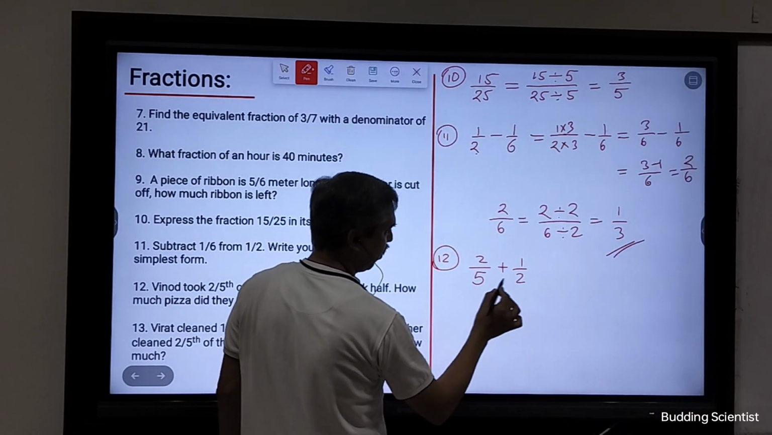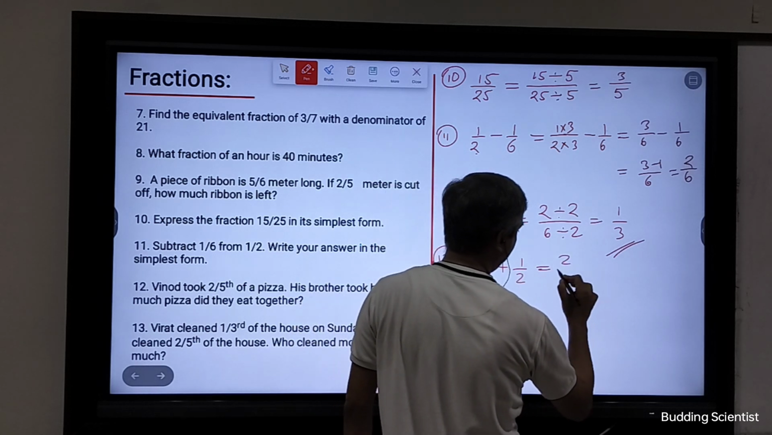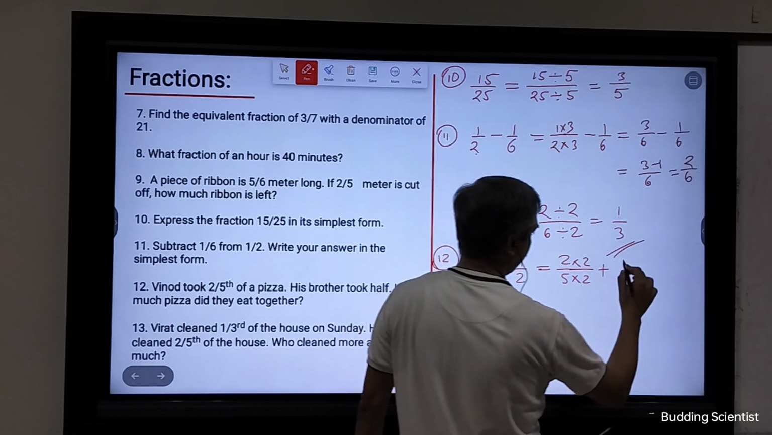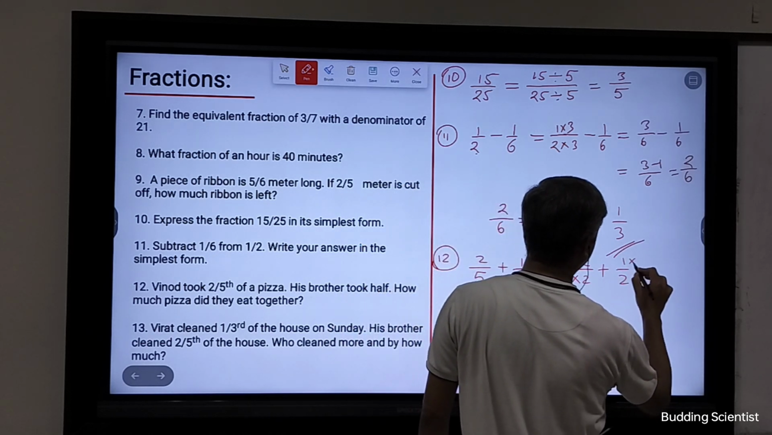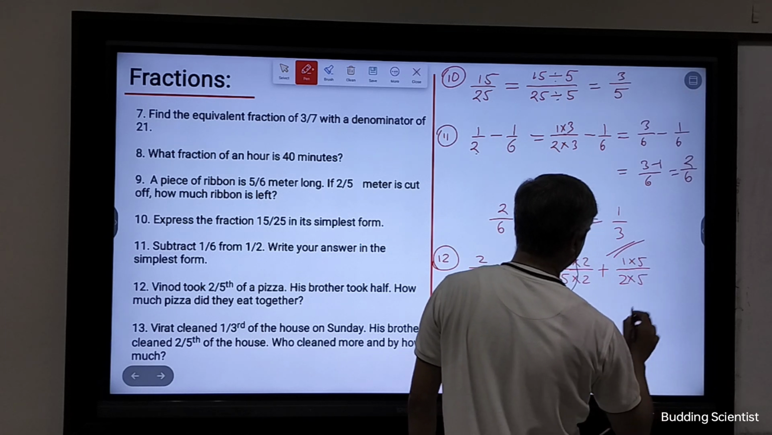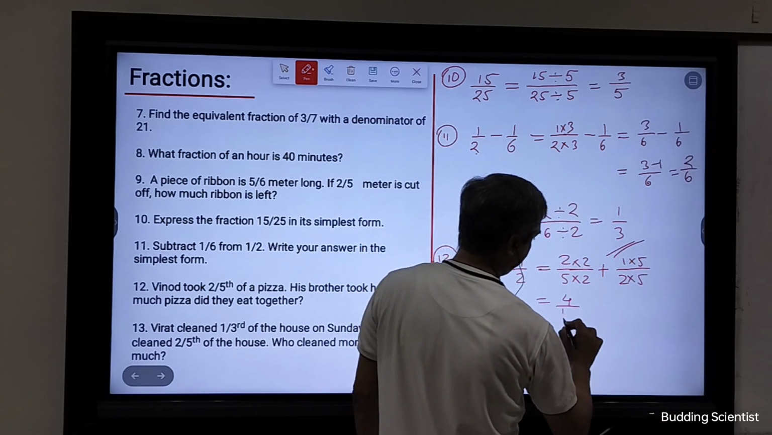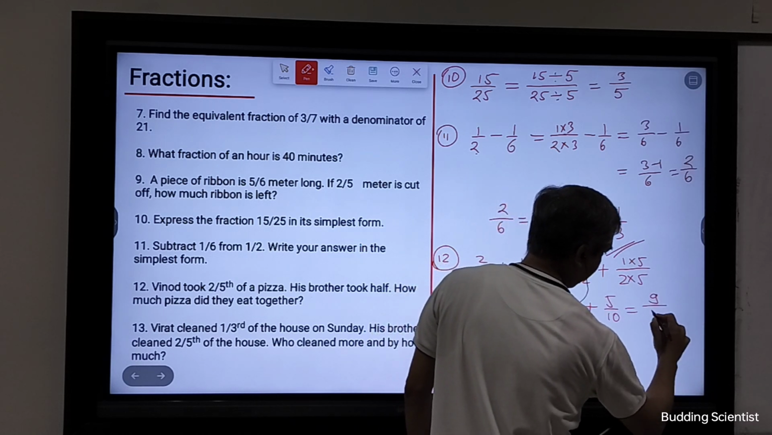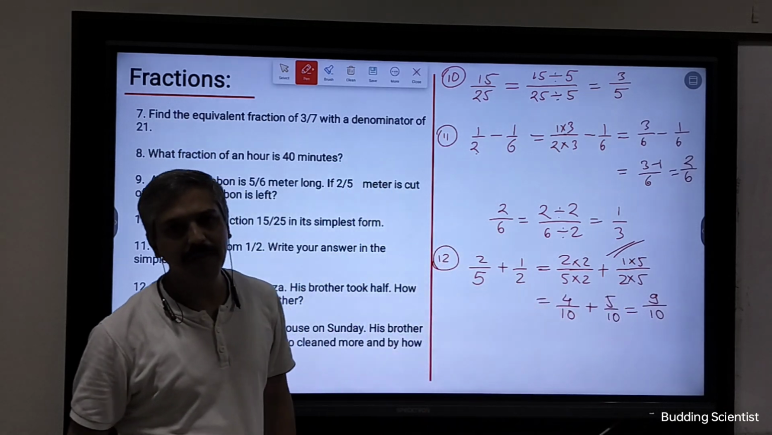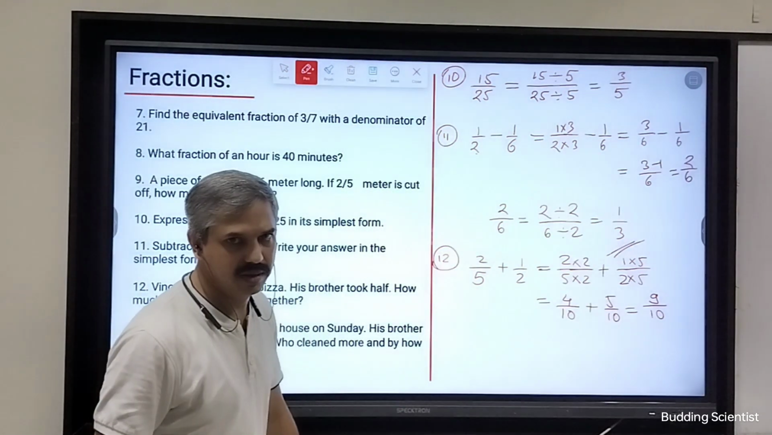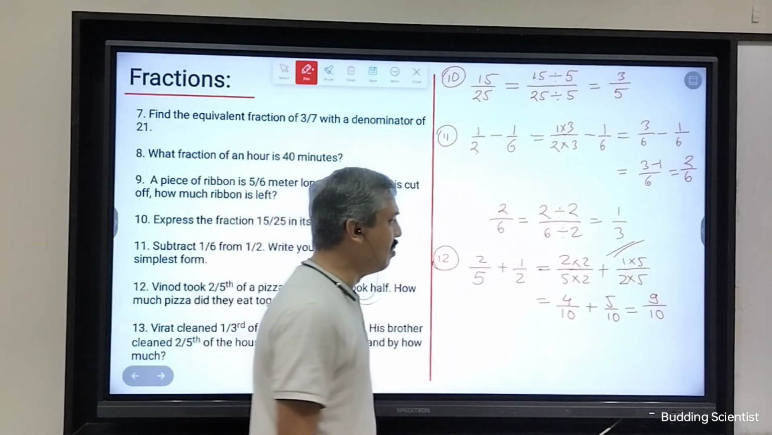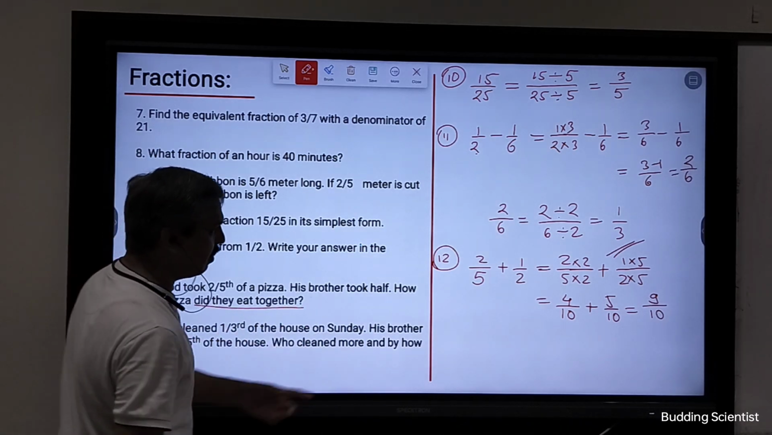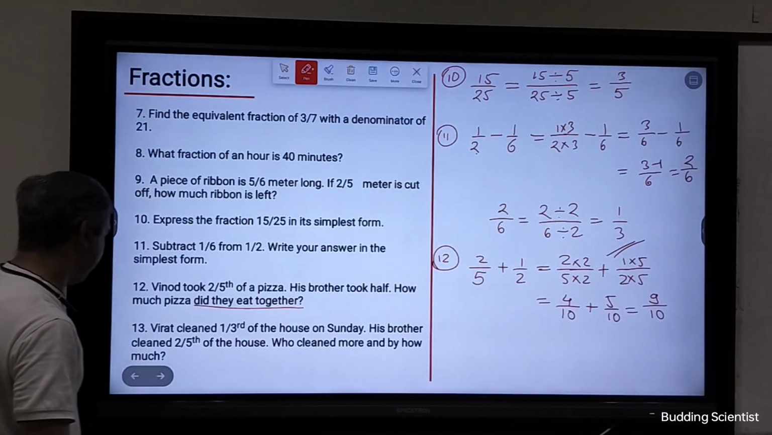LCM: multiply by 2 here, multiply by 5 here. This is equal to 2 by 5 into 2 upon 2 plus 1 by 2 into 5, 4 by 10 plus 5 by 10 is equal to 9 by 10. 9 by 10 means 90% pizza has been consumed. Only 1 by 10 part is left. How much is left? 1 by 10 part. How much is eaten up? 9 by 10 part is eaten up.